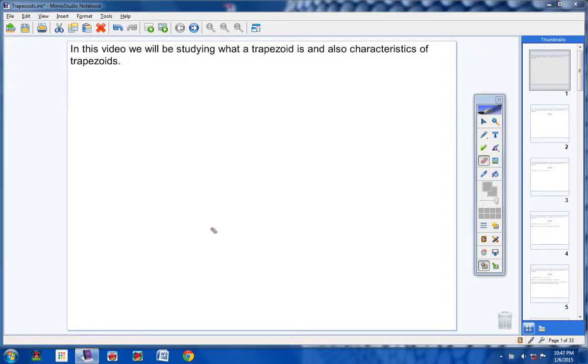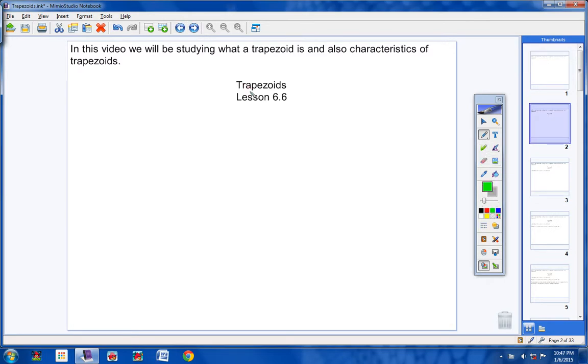Geometry students, in this video we will be studying what a trapezoid is and also characteristics of trapezoids. Your heading for today is trapezoids, lesson 6.6. So please copy that down. Trapezoids, lesson 6.6, and be sure to include today's date.